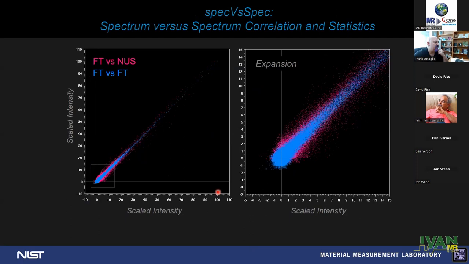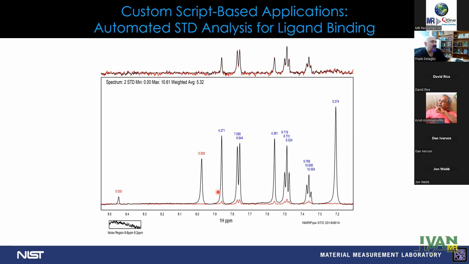We do a lot of spectral comparisons in this lab, so we like this kind of tool. And it's possible to write all sorts of custom analysis. For example, this custom analysis to analyze STD spectra. And this application is very nice. It automatically goes across the spectrum and finds whatever local scaling is needed to map an on-resonant spectrum down into the same intensity as the off-resonant spectrum.